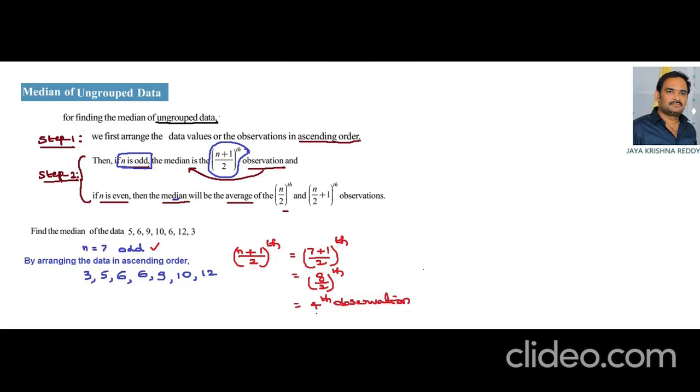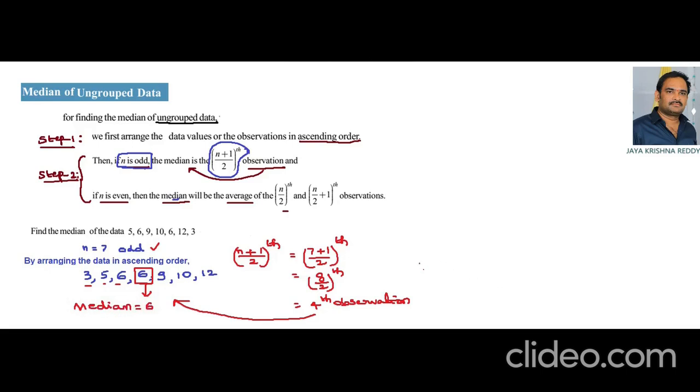So which observation is in the 4th place of this data? 1, 2, 3, 4. This is the 4th observation of the given data. So the median of this given data is 6.